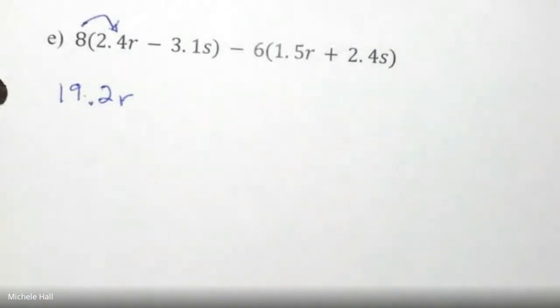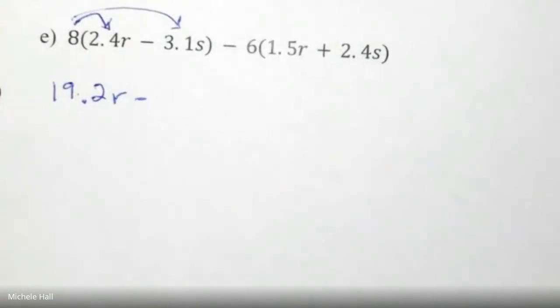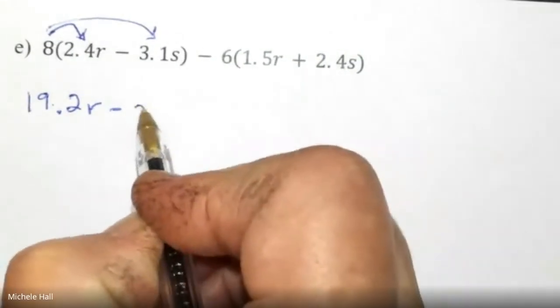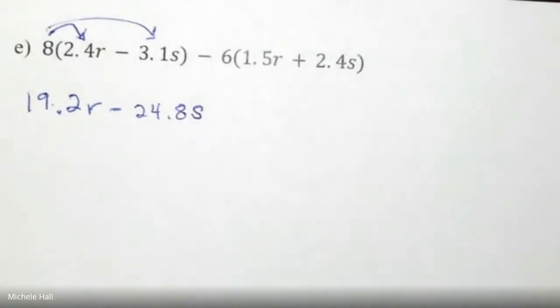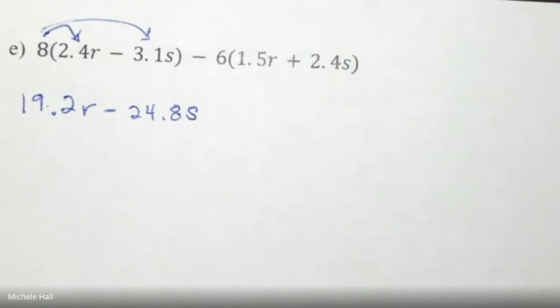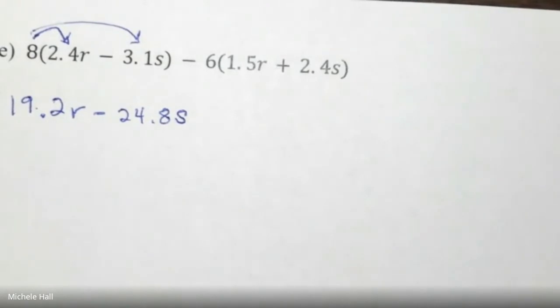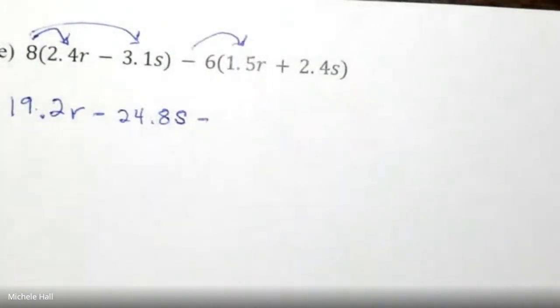And then go off to the side. Positive times a negative. I'm going to take care of that sign as a negative. And then 3.1 times 8. 24.8S. Okay, do the next two. Don't holler out answers though. Let everybody get a chance to try.